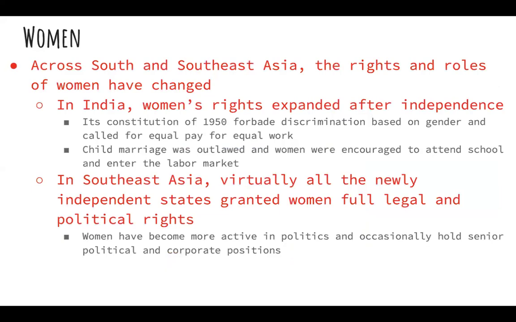Women. Across South and Southeast Asia, the rights and roles of women have changed. In India, women's rights were expanded after independence in 1947. Its Constitution of 1950 forbade discrimination on gender and called for equal pay for equal work. Child marriage was outlawed, and women were encouraged to attend school and enter the labor market. In Southeast Asia, virtually all the newly independent states granted women full legal and political rights. Women have become more active in politics and occasionally hold senior political and corporate positions.